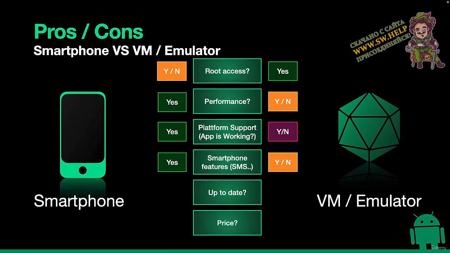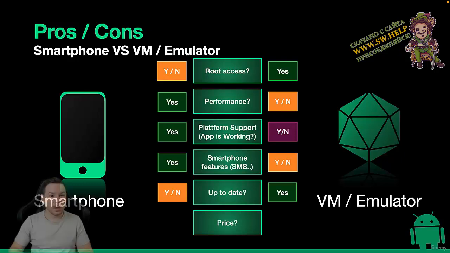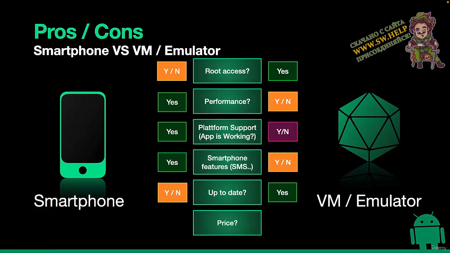All right. Up to date? Smartphone, it depends. If you're using a newer device right now, you should be fine for the next 4 years. Absolutely no problem. Within the emulator, you can choose between different devices and then you can pick the one that has the most up-to-date versions. So that's definitely a pro regarding the emulator. Price? I mean, a real smartphone is way more expensive than an emulator or virtual machine, which are free. So this point goes to the virtual machine or emulator.